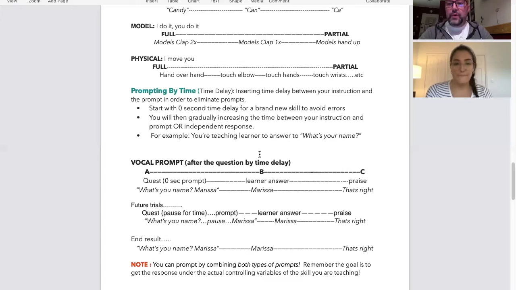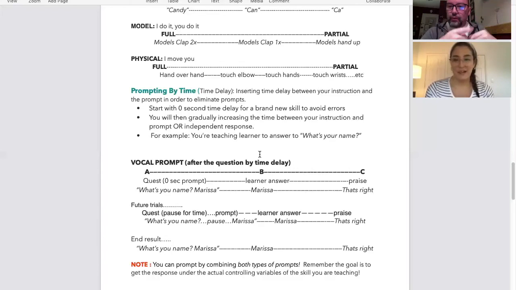Let's do what we would call a 0-second time delay, although I don't think there's something called 0 second. I don't know why we say it. What we really mean is after you provide the direction, immediately prompt the learner. So for example, if we were teaching Marissa her name, it might look something like this. What's your name? Marissa. Marissa says Marissa, and I go, yeah, great job. Hey, Marissa, nice to meet you.